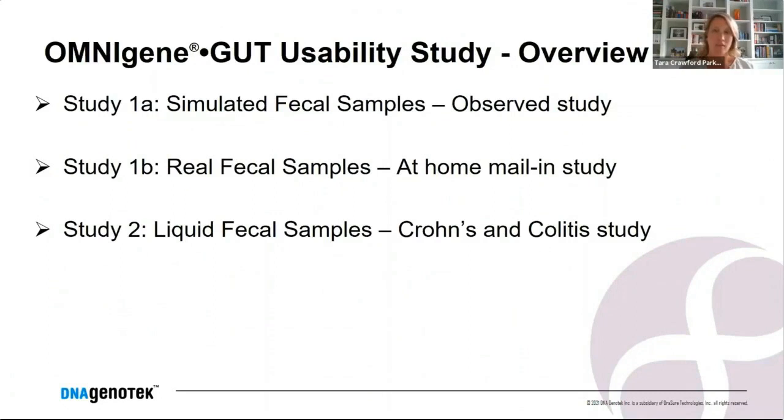Specifically, I will discuss a first study, which I have separated into two parts for simplicity, Study 1A and Study 1B, that was comprised of both an observed study using simulated fecal samples, as well as an at-home mail-in study where participants collected real fecal samples. The second study I will touch on was done in partnership with the Crohn's and Colitis Canada and was designed to evaluate the usability and performance of the OmniGene Gut device in a targeted dysbiotic population.